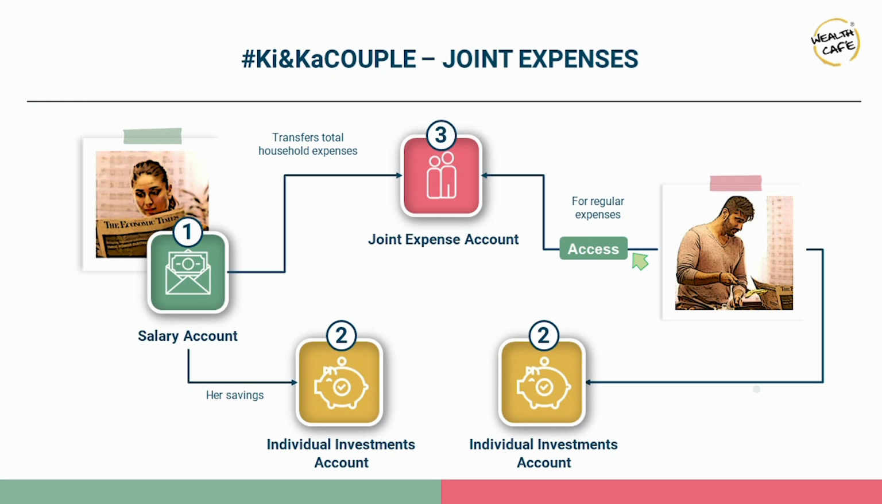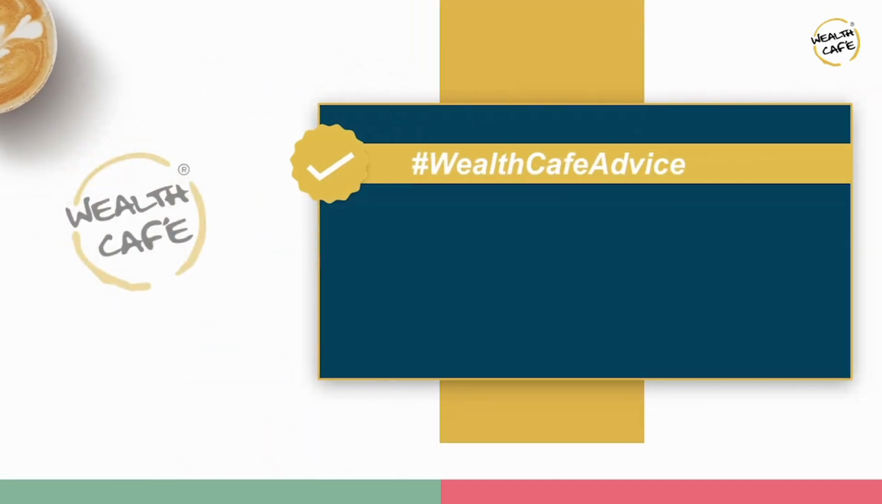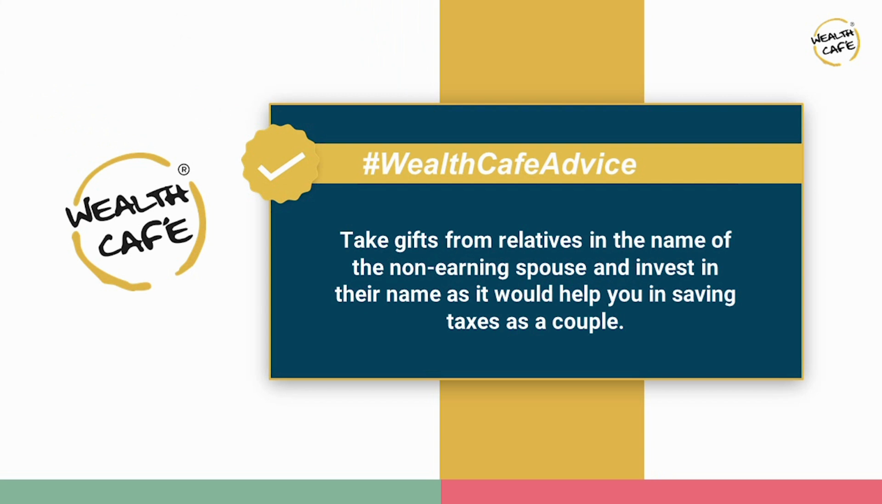that you get from your relatives, culturally in India, when we visit families after we are married, there's always a shagun that is given, and we generally tend to spend that money, but you should ideally put all that gift and money that you receive in the non-earning spouse's bank account and then invest from that bank account. This will also help them as a couple to save taxes.